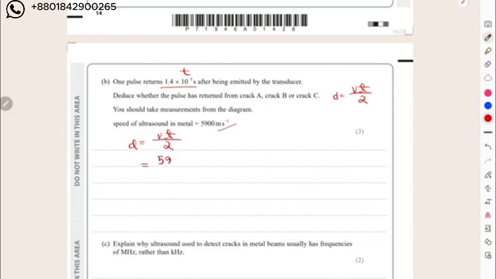So you have 5900 multiplied with 1.4 times 10 to the power of negative 5. So if you divide it by 2, you can finally get the value to be 0.041 meter. If you convert this to centimeters by multiplying it with 100, you get approximately 4.1 centimeters.